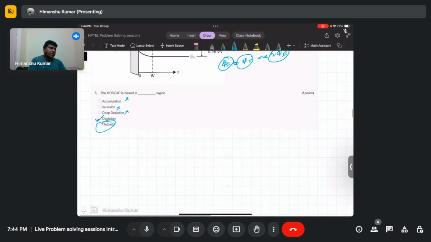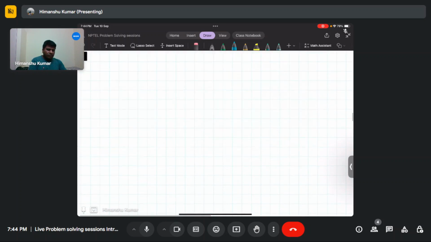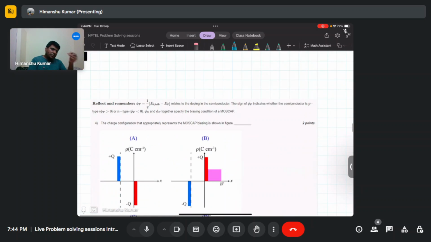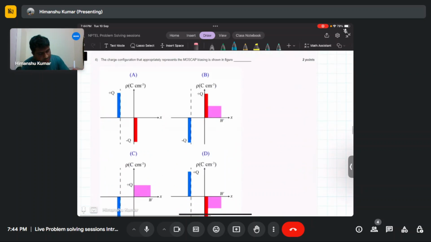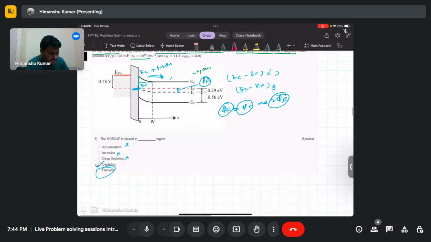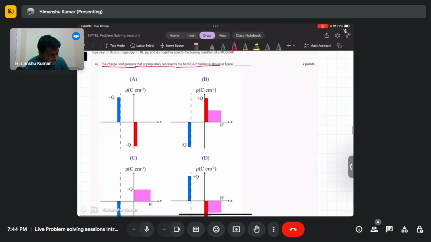So this is the third problem. Now let's move to the next problem. The same problem: the charge configuration that represents the MOSFET biasing as shown in the figure. Basically in this figure, we have concluded depletion.